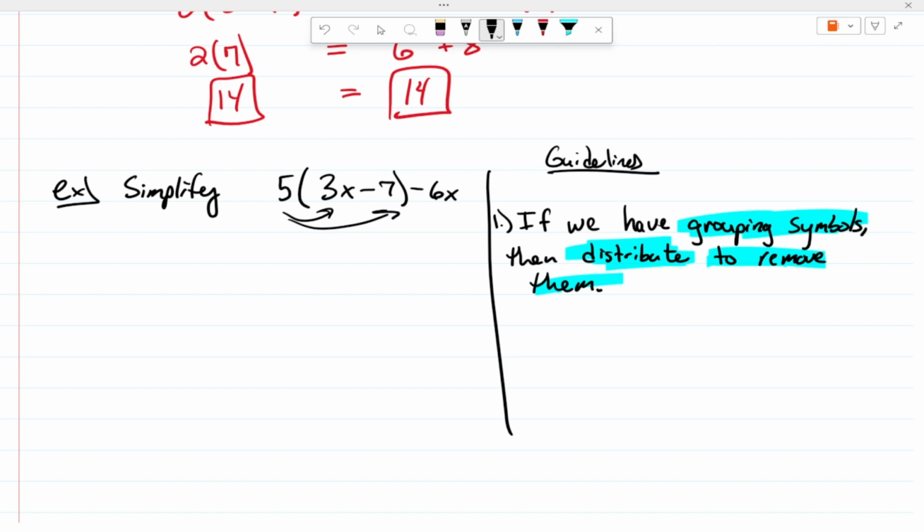I get 5 times 3x, 15x. 5 times negative 7 is negative 35 minus 6.